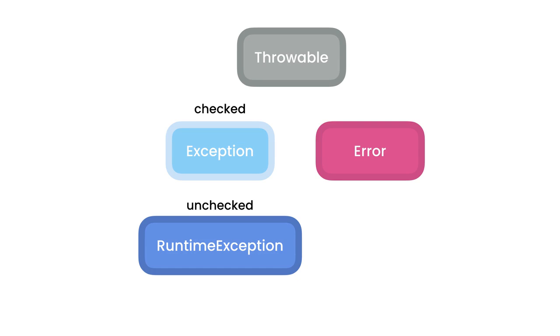I know, this is a bit weird because we might think that any class that derives from the Exception class is a checked exception. So RuntimeException should also be a checked exception, but that's not how it works. Why? Honestly, I have no clue. You have to ask the developers of Java.